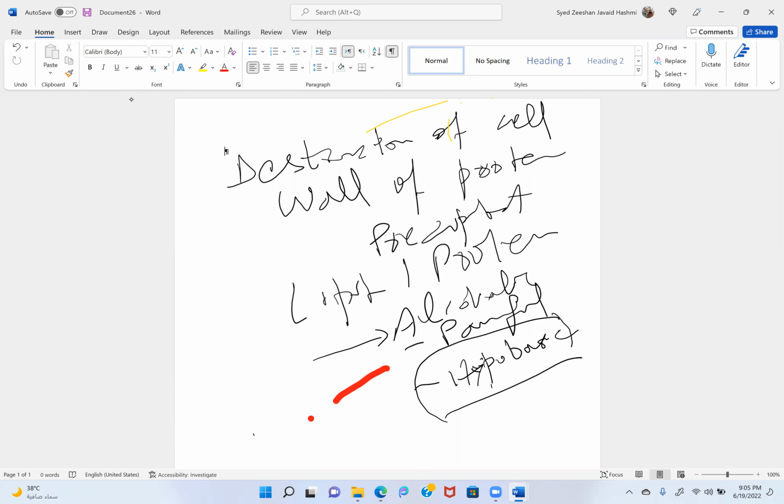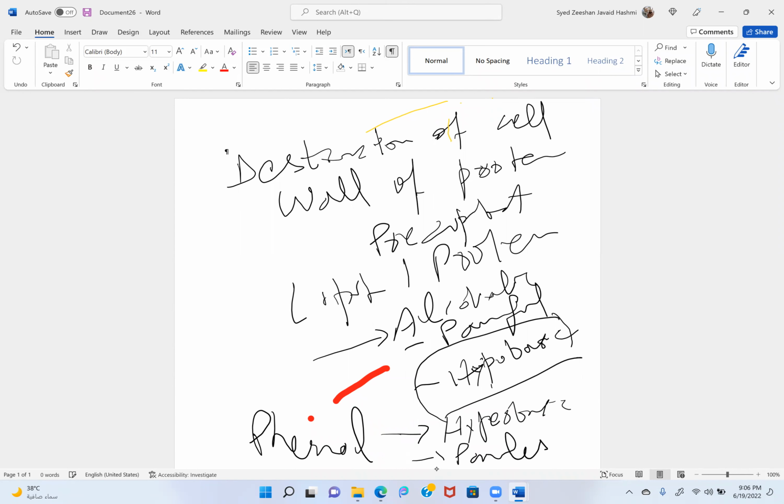And the other one is phenol. When we are using phenol, it is hyperbaric or isobaric, and it is painless. For alcohol, we need to add lidocaine or bupivacaine, whatever we want to add. So these are some words about it. You can read in detail about it.